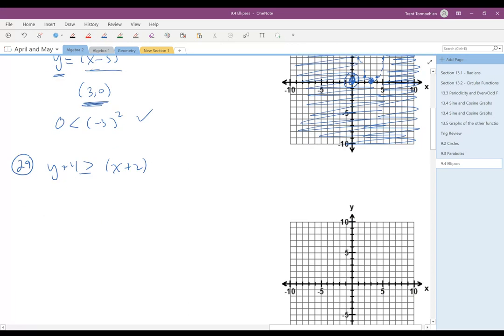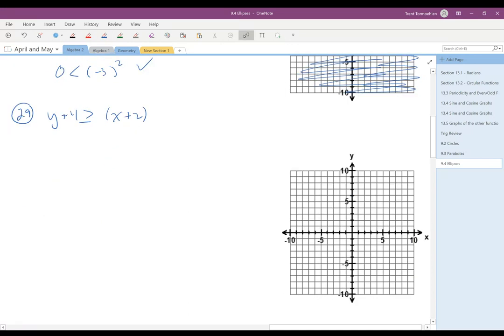So again, we can just start with the vertex. The vertex would be (negative 2, negative 4). And so (negative 2, negative 4) would be this point right here. Again, because you have your y minus k and x minus h squared form. And so then we need some more points. So again, we can just look at points that are around negative 2.